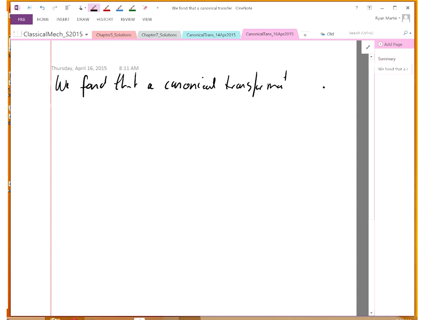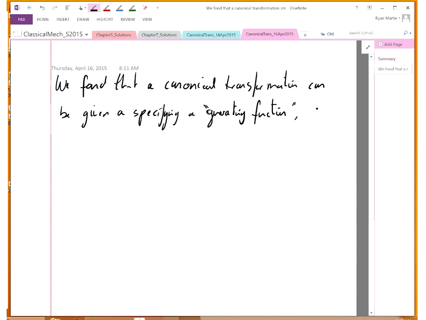So in general, we found that a canonical transformation can be given by specifying what we call a generating function. And we call that function capital F.